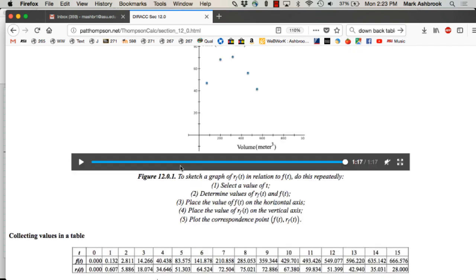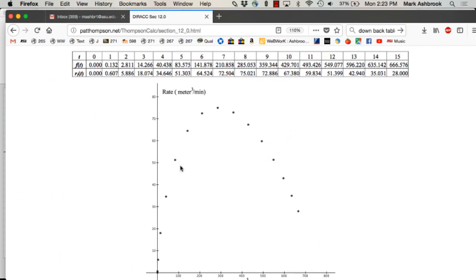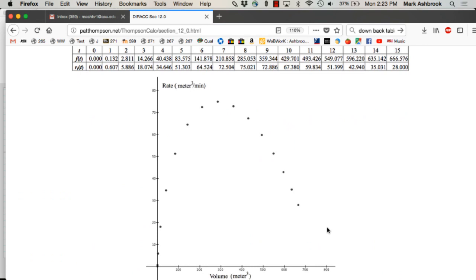So then we can see that smoothly. Here's using a table and plotting a bunch of those, and then we can see the overall graph take shape. And this makes sense. This mirrors what we knew about the rate graph: at the beginning, when there's not much volume poured, it's coming out slowly. Then when more volume has accumulated, it's coming out faster. And at the end, when most of the volume of concrete has accumulated, the rate is dropping.